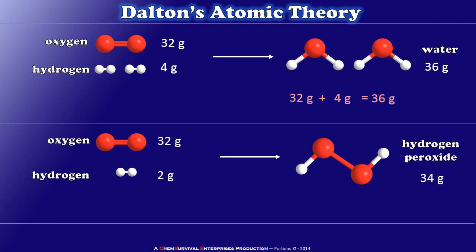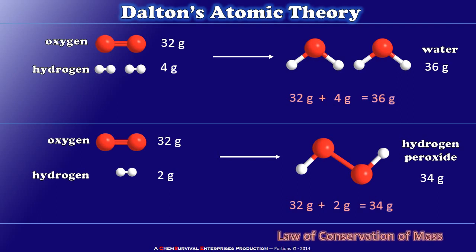Let's take a look at the bottom one. 32 grams of oxygen can react with 2 grams of hydrogen, in this case to form 34 grams of hydrogen peroxide. Again, my masses should balance. We call this the law of conservation of mass, because in any chemical process it will always hold true that the total mass of all starting materials is equal to the total mass of all products.